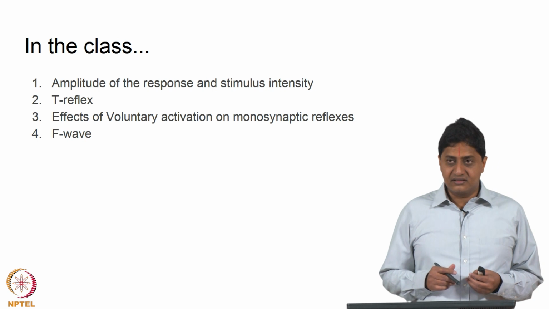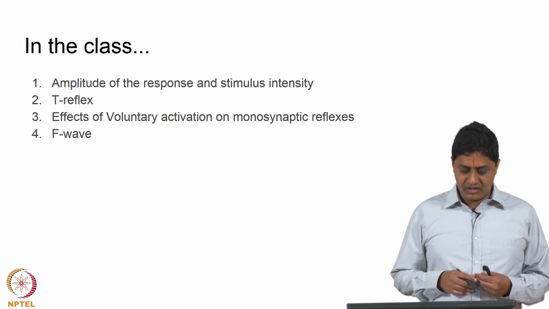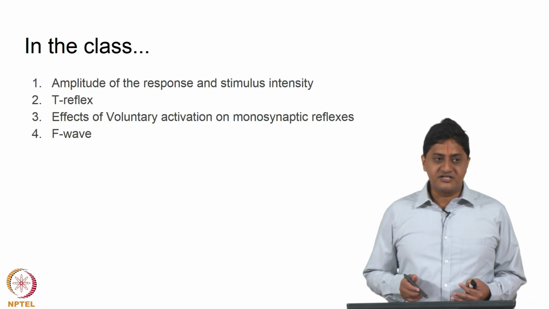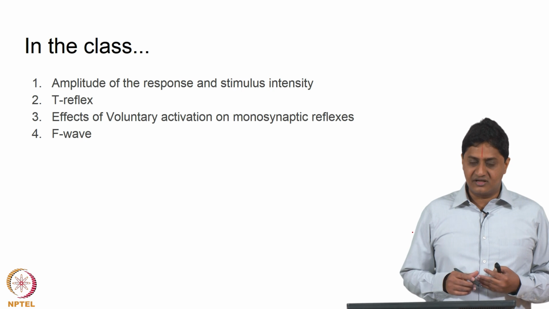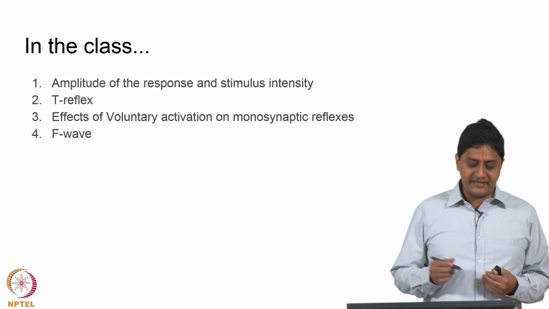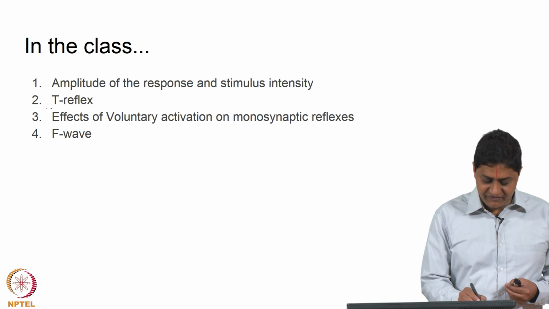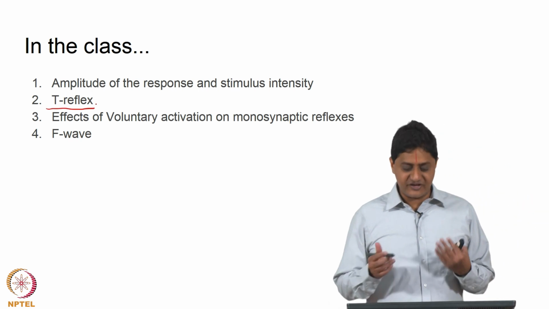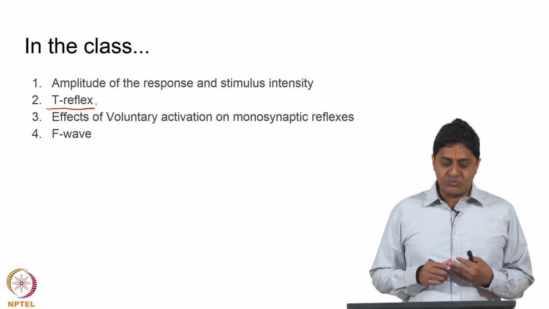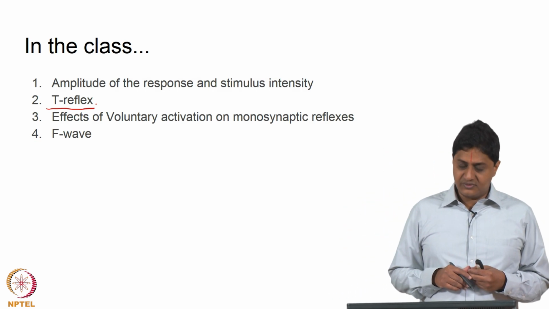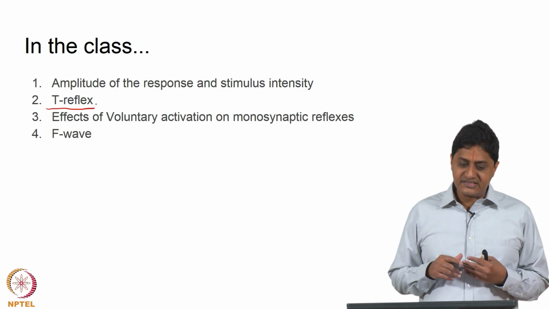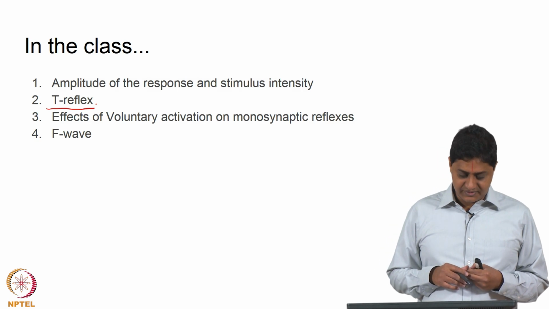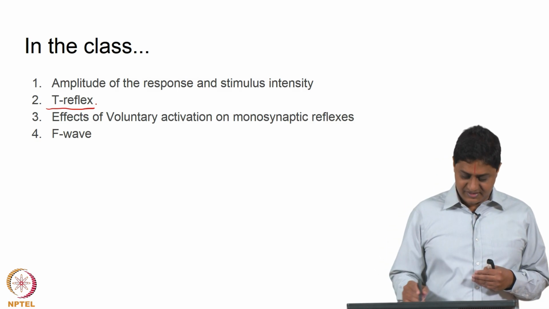And then the mechanical analog of the H reflex, or more precisely, the H reflex is the electrical analog of the mechanical response, the tendon tap reflex, which is also called the T reflex. And then what happens to monosynaptic reflexes, especially the H reflex, when there is voluntary muscle activation? So, is reflex amplitude always the same? How is that modulated, and why is that important? That is the third topic.